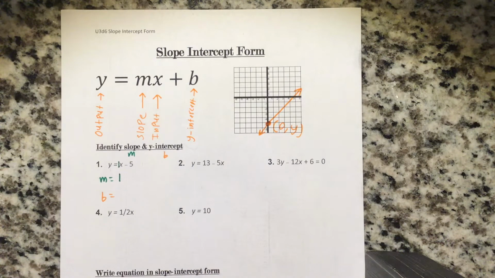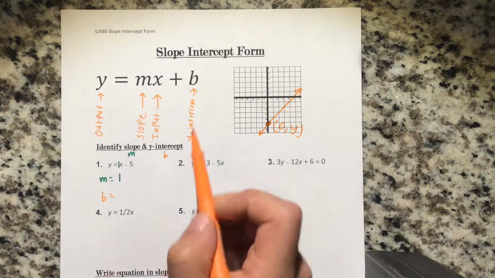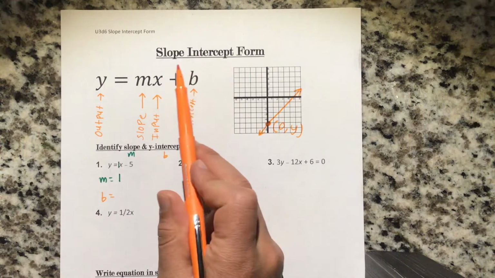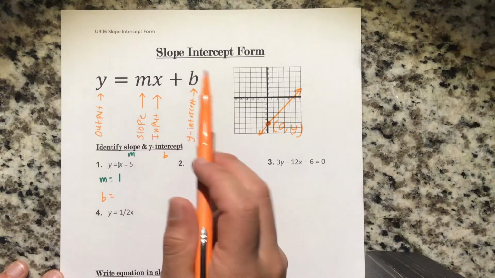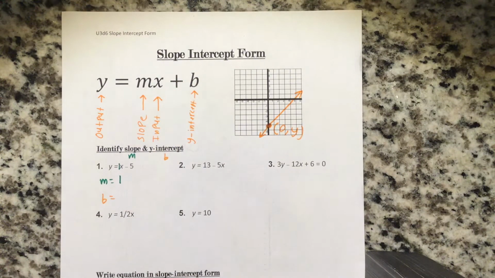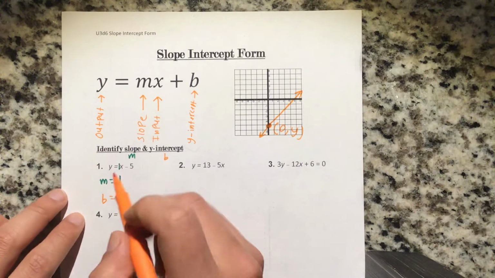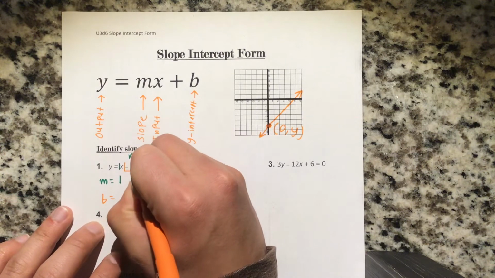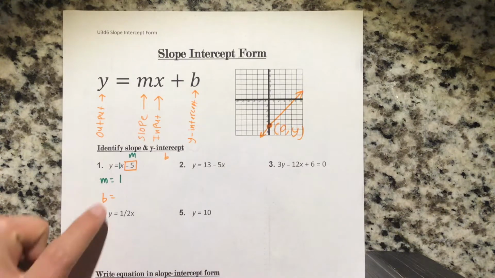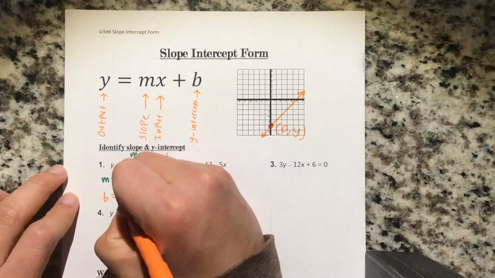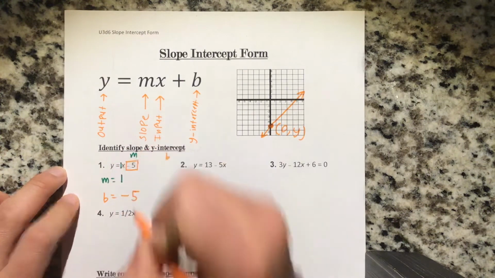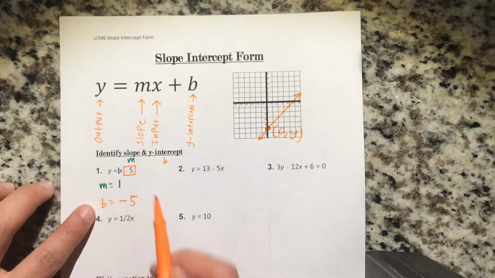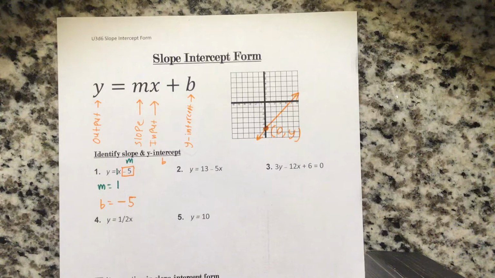Now, the Y-intercept. Remember, the Y-intercept is the B. It's what comes at the very end, or it's what's by itself in the equation, okay? No variable attached to it. So if I look here in number 1, the number with no variable attached is back here. It's -5. So my B for this equation is -5, okay? So my slope is 1. My Y-intercept is -5. Easy, right?